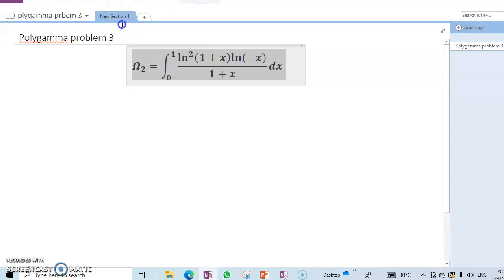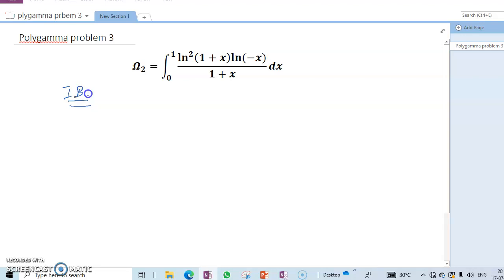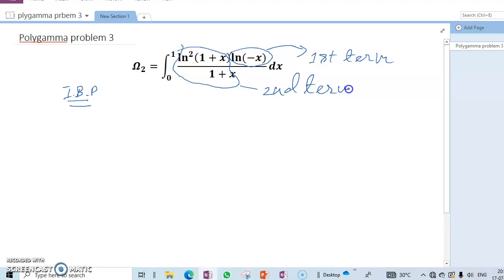Today's discussion is polygamma problem 2: the integral of ln square(1 plus x) ln(minus x) dx divided by (1 plus x). Friends, I use IBP here, which means integrating by parts. In here, the first term I will choose is ln(minus x), and the remaining term is the second. Okay, so what is the uv formula, friends?